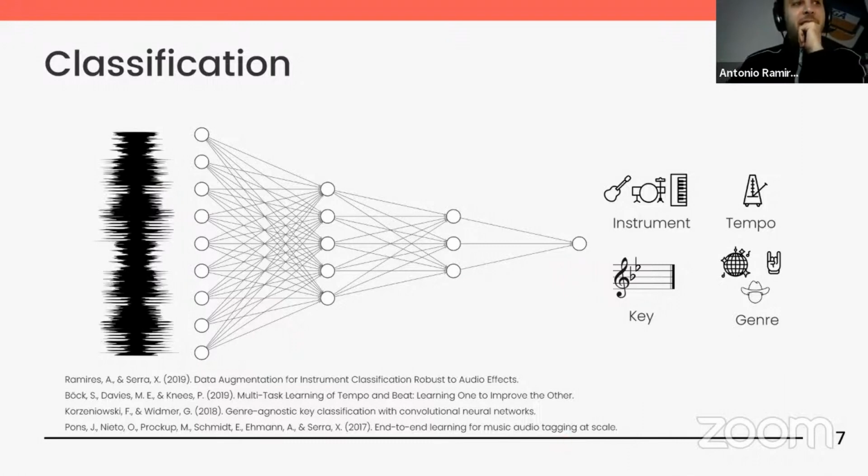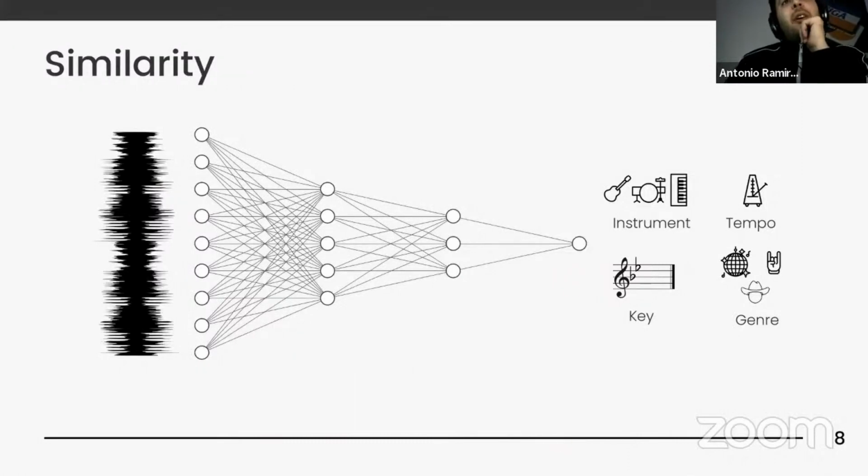The next thing I would like to look at is similarity. I think both classification and similarity are very well connected. Similarity is about understanding whether two sounds sound similar to each other. This has also been very much studied throughout music information retrieval.